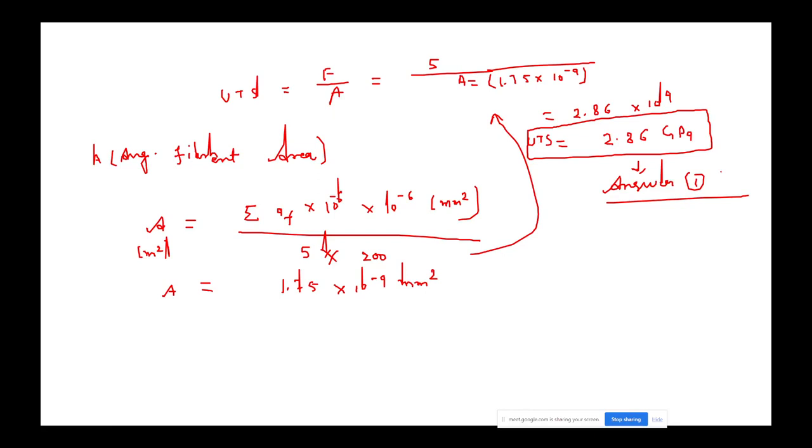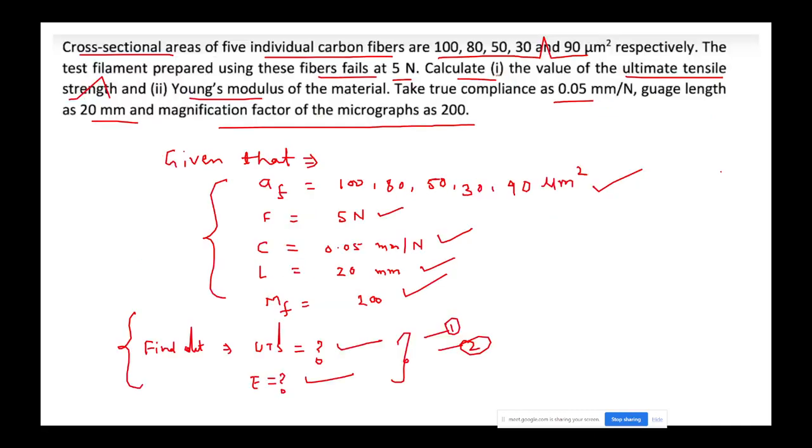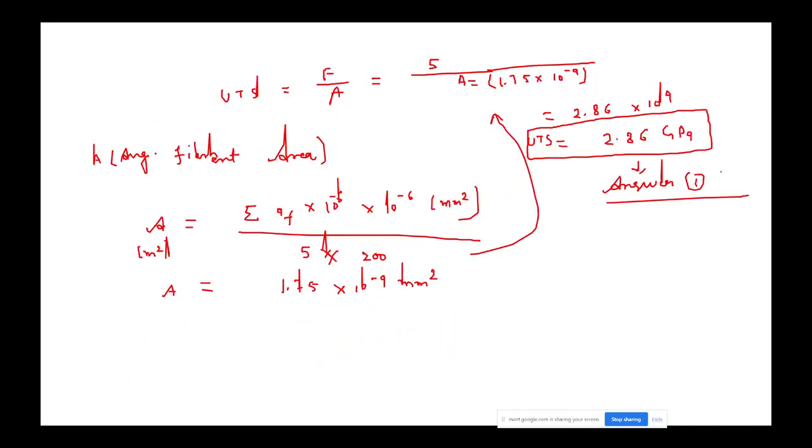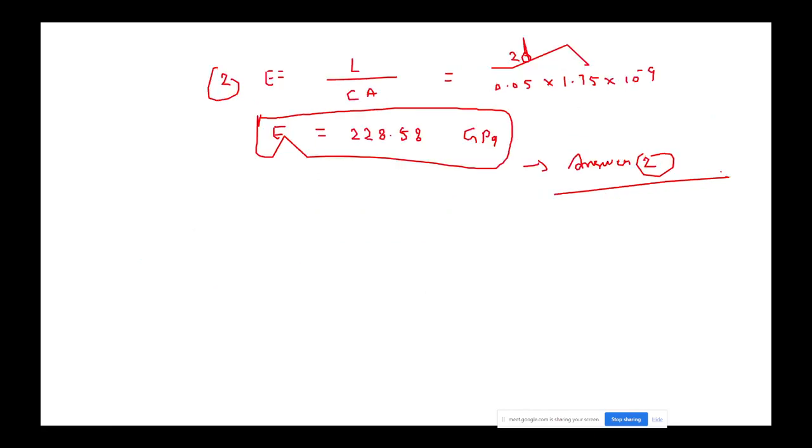For A, you have to find the average filament area, the summation of AF. AF is different for each: 100, 80, 50, 30, 90. So here you have to do the summation, and you have to convert into mm square. It will come to 1.75 into 10 to the power minus 9 mm square. Then you put in the values and you can find the UTS, which comes around 2.86 GPa. Now for the Young's modulus, the formula is again simple, L by CA. You put the value of L, the value of C and the A which we have calculated. It will come somewhere around 228.58 GPa.